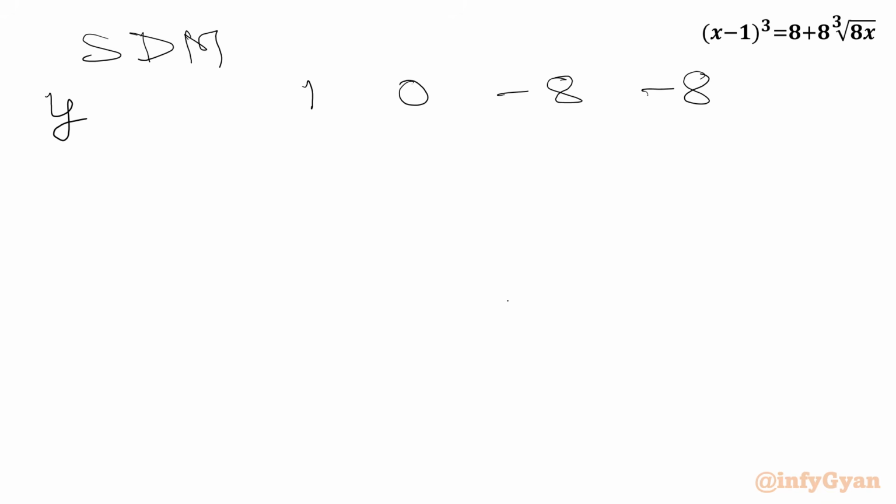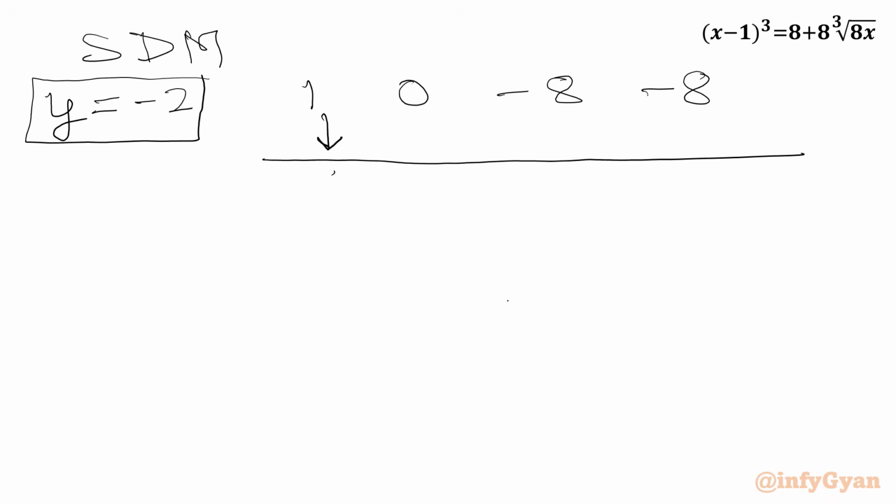Let me write here SDM. Then we have to write coefficients 1, 0, minus 8, minus 8 with base solution y equal to minus 2. We'll retain our leading coefficient 1 as it is. So we'll write here 1. Now we have to multiply base solution with leading coefficient. So minus 2 times 1 will write here minus 2. Addition of these two will give us minus 2.